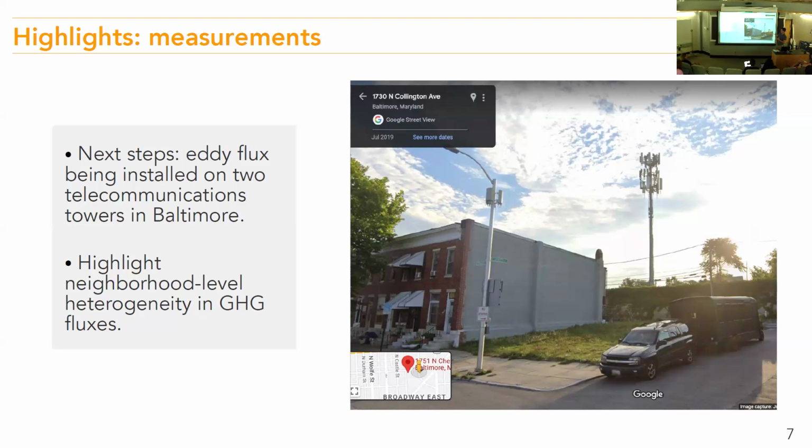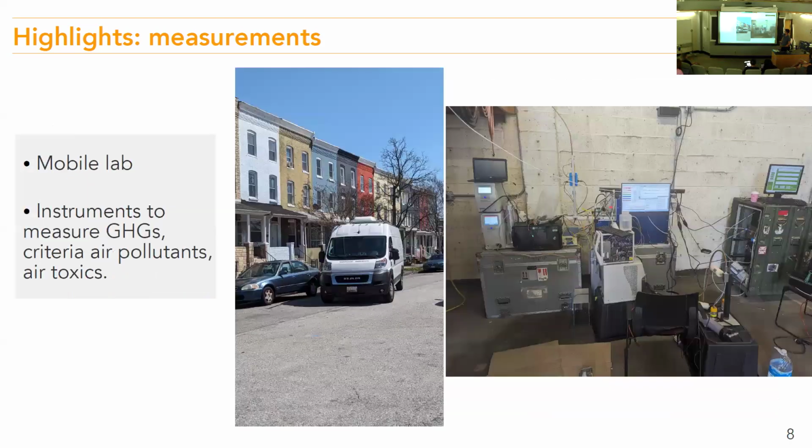And so I think a goal here is to help highlight some of the neighborhood level heterogeneity in greenhouse gas fluxes in different parts of the city. And again, this goes back to this theme of connecting different spatial scales, right? Like looking at a turf grass site and then zooming out and starting to look at larger and larger scales across the city.